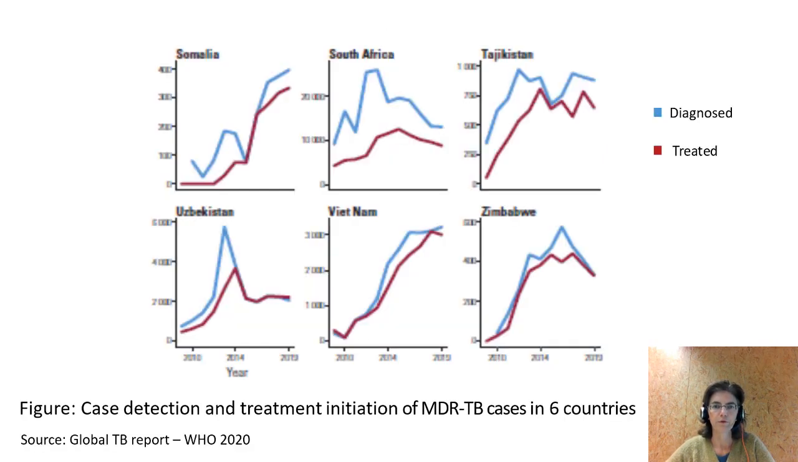And in this other figure, you can see also case detection and treatment initiation in 6 countries. Again, diagnosed are in blue and treated are in red. And you can see that in some countries, the 2 lines are far from each other, meaning that there is a number of patients that are diagnosed but not started on treatment. Other countries have the 2 curves much more close to each other, meaning that most of the patients diagnosed with MDR TB are started on MDR TB treatment.